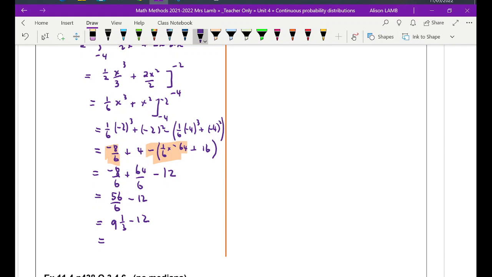9 minus 12, 9 take away 12. 12 take away 9 is 3. So we've got -3, and we've got to add a third to that. So I think it's -2 2/3. So that's our expected value of x, or in other words, our mean.